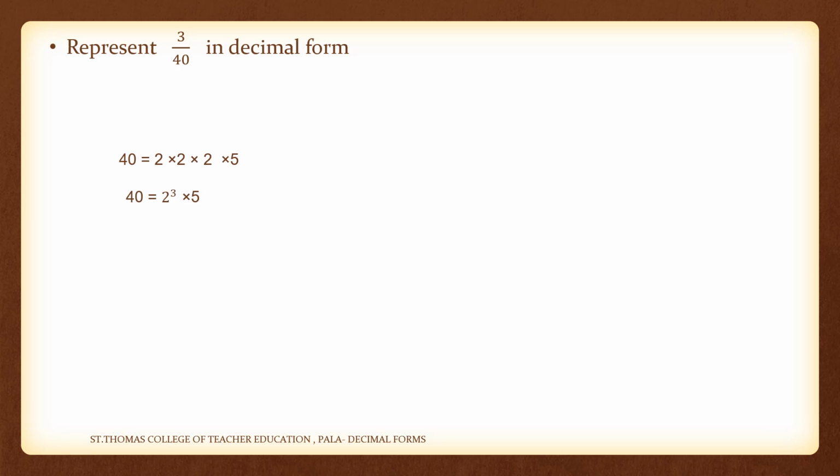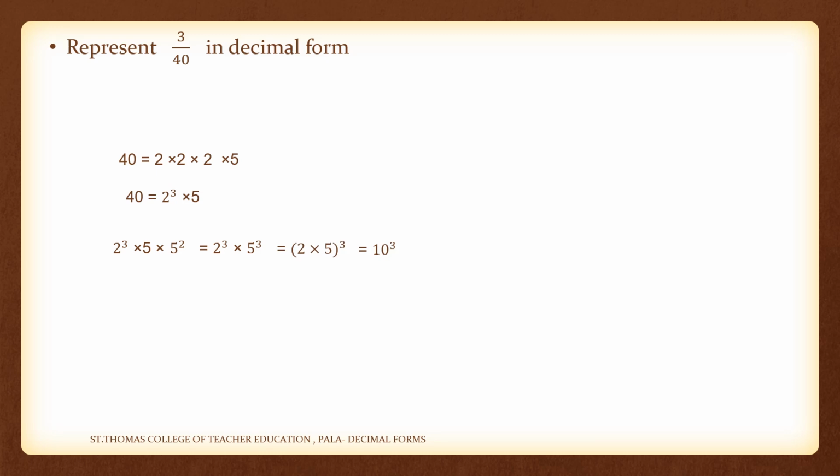Now looking at this, tell me by which number we should multiply 2 raised to 3 into 5 to get a power of 10? Yes, 5 square. So that we get 2 raised to 3 into 5 raised to 3, which is equivalent to 2 into 5 the whole raised to 3, and this is equivalent to 10 raised to 3.